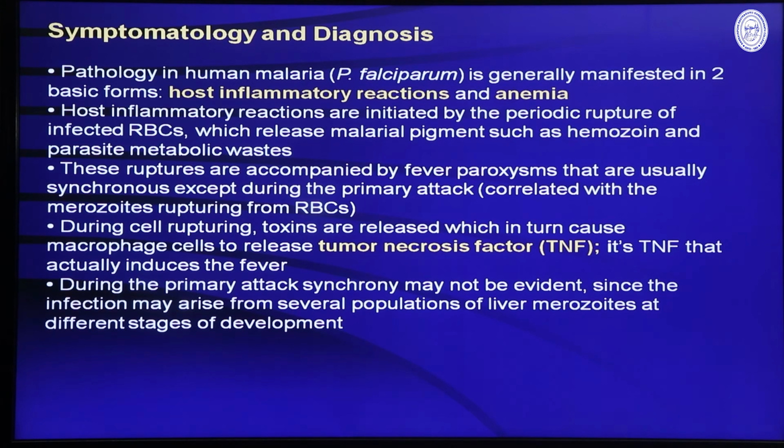Synchronously, this rupture is accompanied by fever that is called the paroxysm. This might come up in your questions: what do you mean by paroxysm? Paroxysm is when the rupture is accompanied by fever, which is usually synchronous except during the primary attack. During the cell rupturing, toxins are also released, which in turn cause the macrophage cells to release TNF, the tumor necrosis factor. It is the TNF that actually induces the fever. During the primary attack, the synchrony may not be evident since the infection might arise from several populations of liver merozoites at different stages of development.